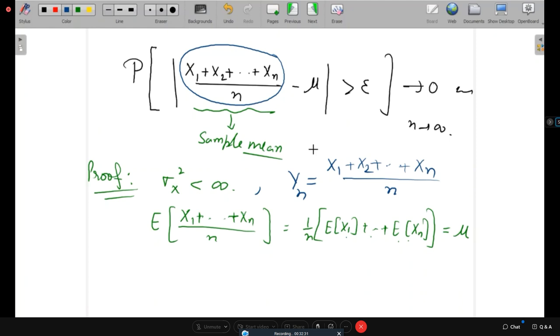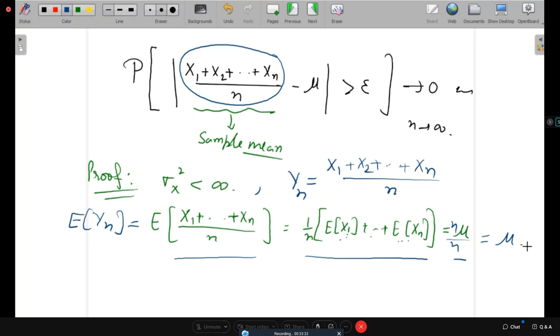So what I need is the mean and the variance of this. I need these two pieces of information. Here the mean is the expectation of Yn. Using the linear property, the expectation of Yn equals the expectation of (X1 plus and so on plus Xn) divided by n. Since expectation is a linear operator, 1 by n comes out, and we get the expectation of X1 plus and so on plus the expectation of Xn. Since all of them are equal to mu, it is n times mu divided by n, which is mu.